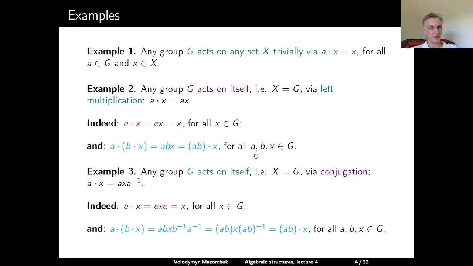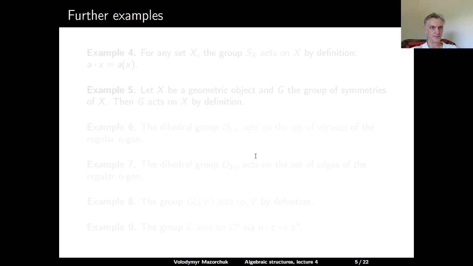So this is AB applied to X. And again, this is true for all A, B, and X in our group G. So conjugation is indeed an action of our group on itself. Here are some further examples.